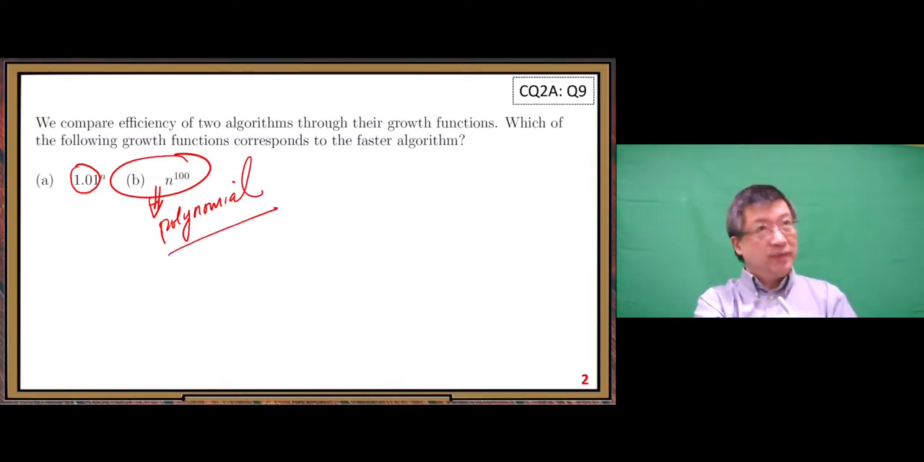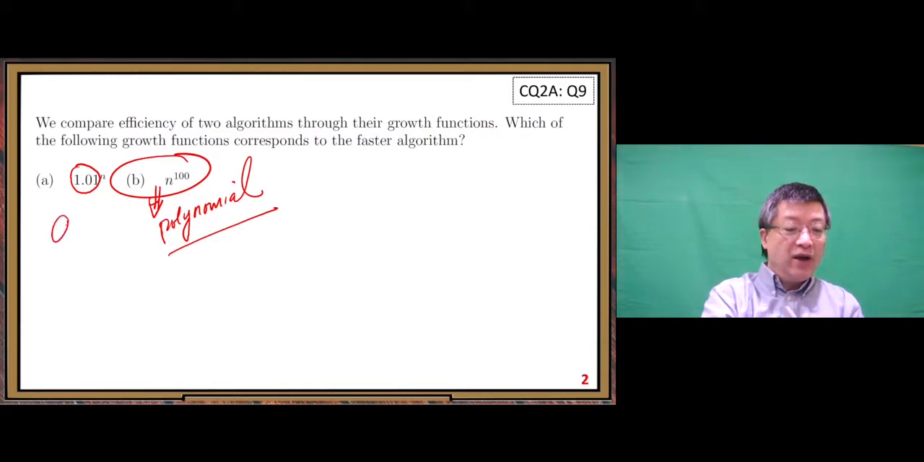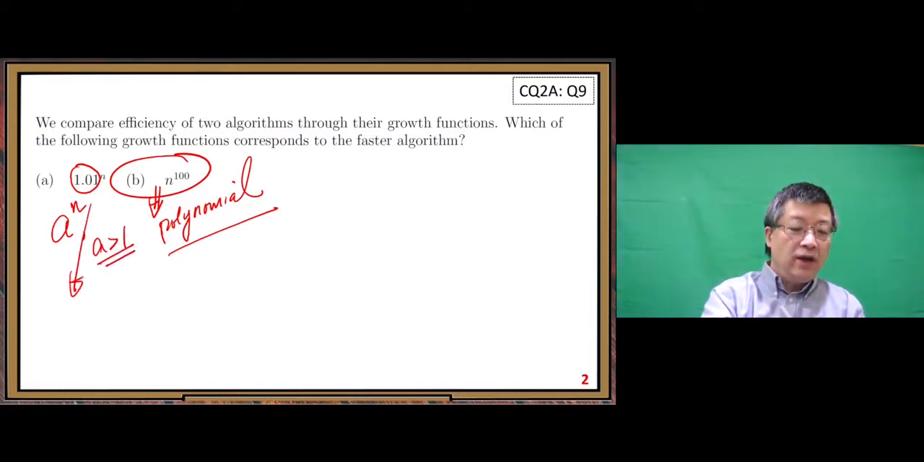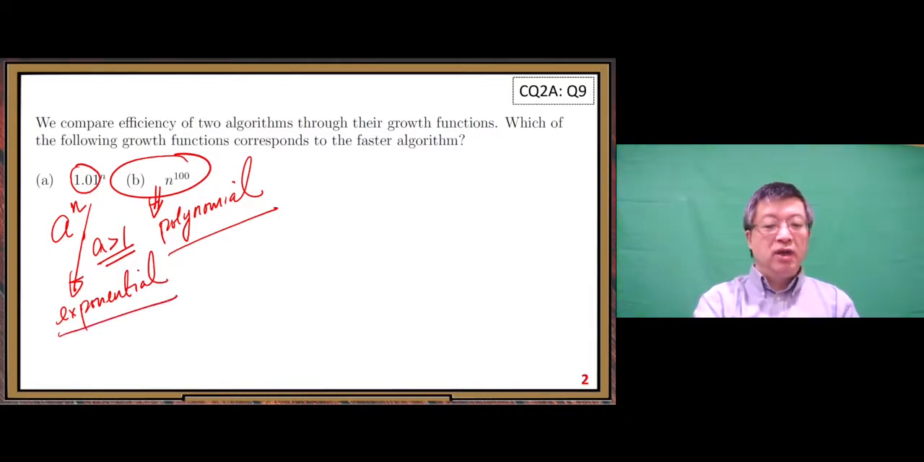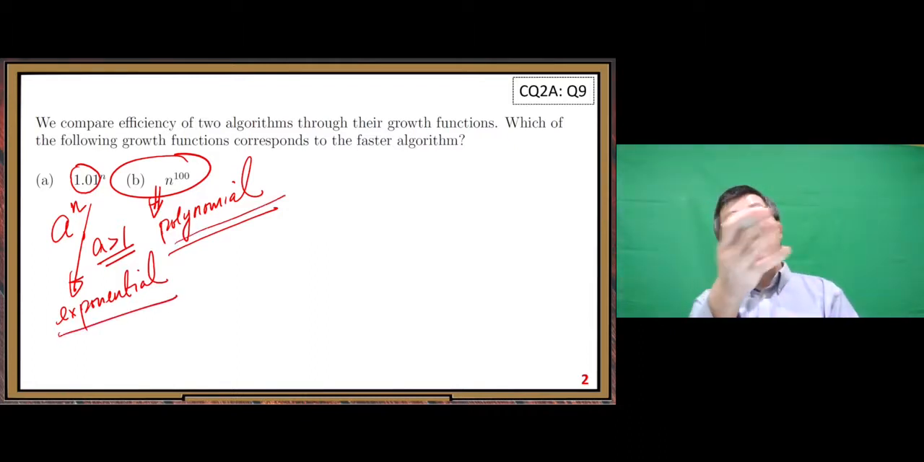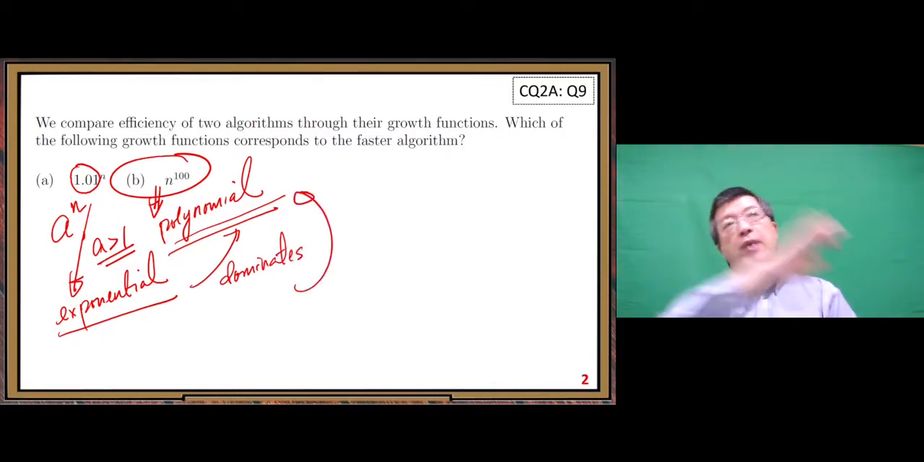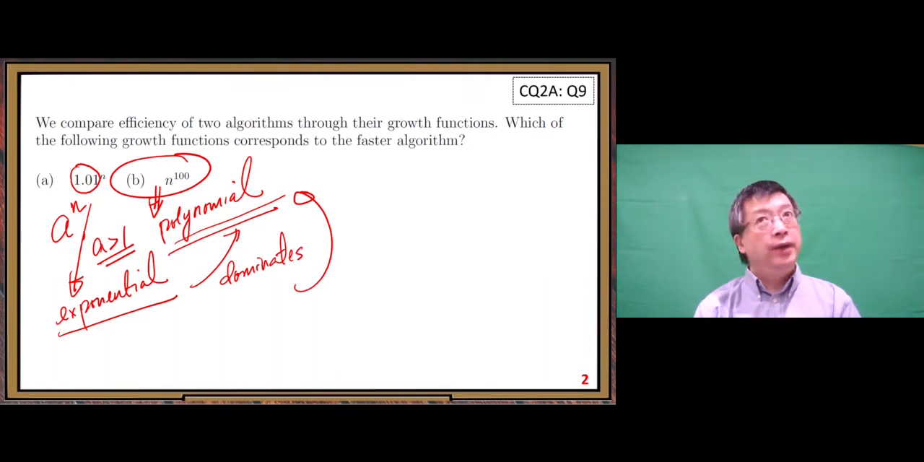Then this function, we can write a to the n, right? And a greater than 1, right? And this is an exponential function. An exponential function and a polynomial function. And we know exponential function dominates polynomials, all the polynomials. Okay, yeah.